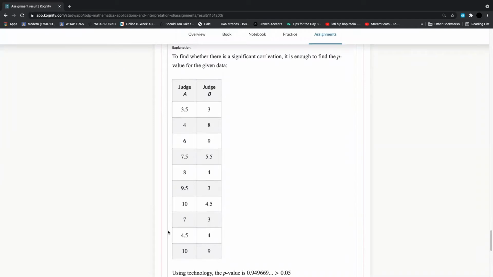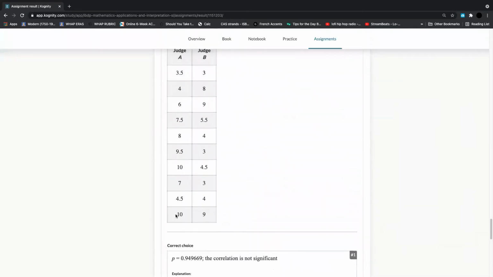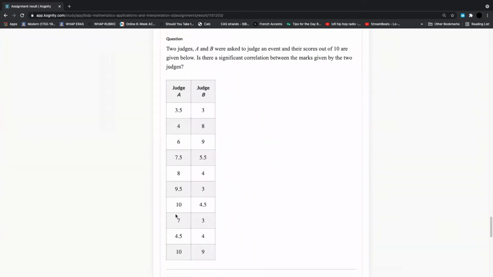And I'm really sorry if you're not a visual learner. I wish my calculator was up on the screen. That'd be so much easier, but hopefully I'm explaining it clear enough. Okay, so I'll read the question. 2 judges, A and B, were asked to judge an event and their scores out of 10 are given below. Is there a significant correlation between the marks given by the 2 judges?